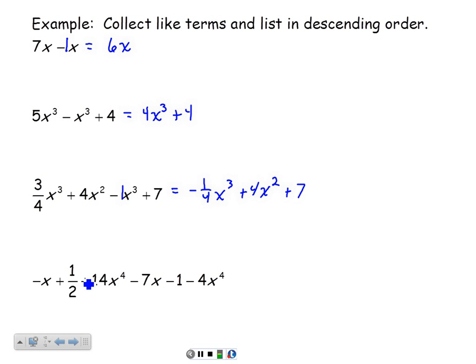Now let's look at the last one. Let's start with the x to the fourth, because we want these in descending order. So we have 14x to the fourth and negative 4x to the fourth, which is going to be 10x to the fourth. And then we have a negative x and a negative 7x. Well, negative 1 and negative 7 is negative 8x. And then we have a 1/2 minus 1, which is going to be negative 1/2.